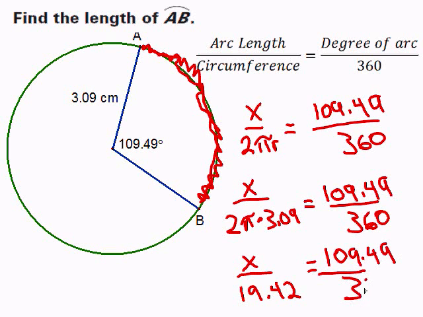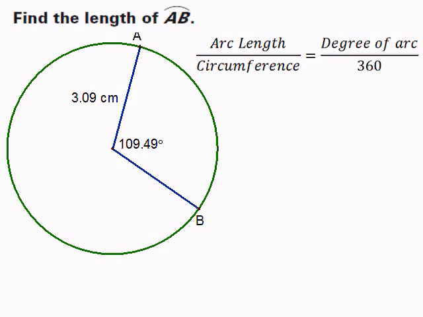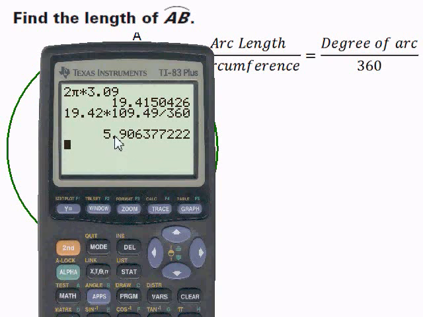109.49 over 360. And we're going to multiply the two that we know. 19.42 times 109.49. Sorry, 19.42. And then we're going to divide by 360. You can go ahead and do that in your calculator. Press pause and press play when you're ready to see the answer. And we'll notice in the end that we get 5.91 as the length of arc AB.